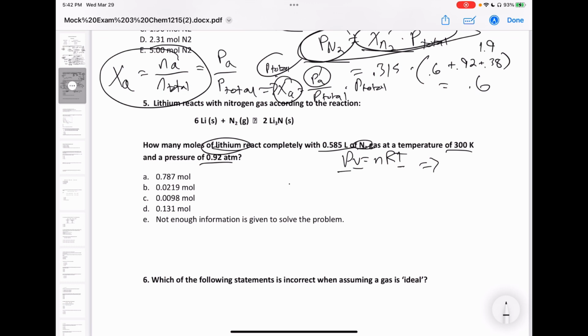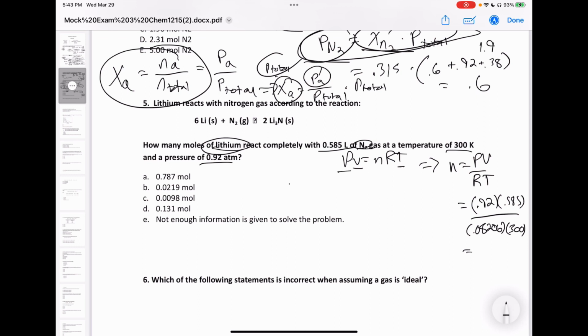So n is equal to PV over RT, just plugging in all the numbers: pressure 0.92, volume 0.585, and 0.08206. Again, using that R constant, the universal gas constant, because we're dealing with atmospheric pressures. And the temperature is already in Kelvin. Really nice, I guess.